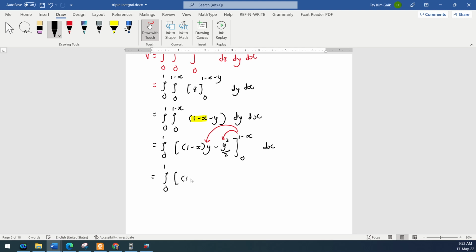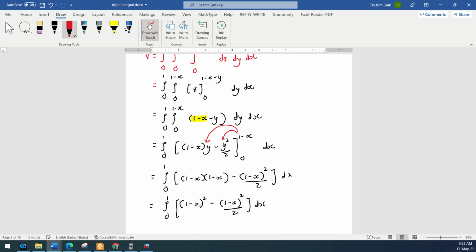So you have 1 minus x, okay, and then 1 minus x again. So minus, okay, plug in y, so you get (1 minus x) squared divided by 2 dx. Okay, simplify first before you plug into your calculator. So 1 minus x times 1 minus x, (1 minus x) squared, so minus (1 minus x) power 2 divided by 2 dx. Okay, simplify.